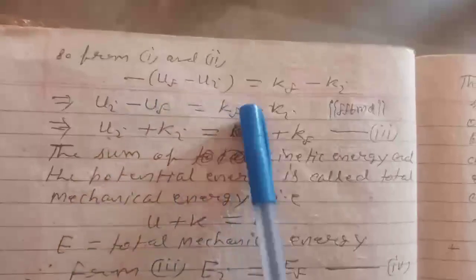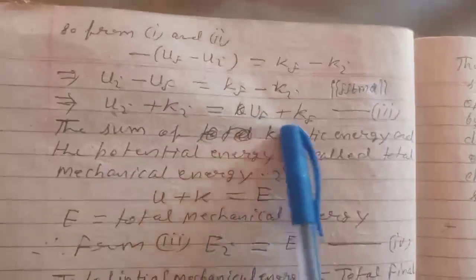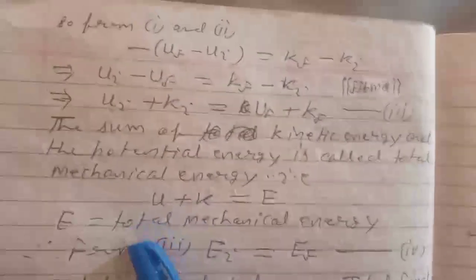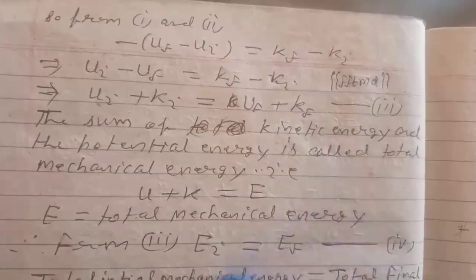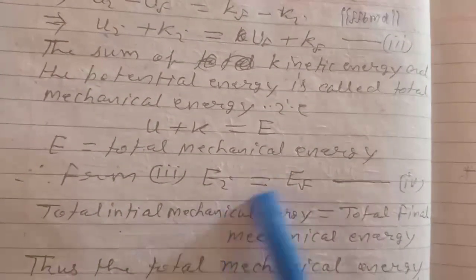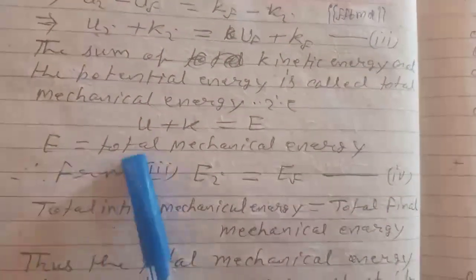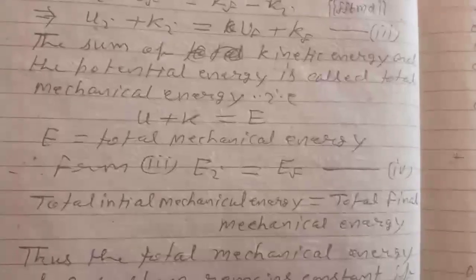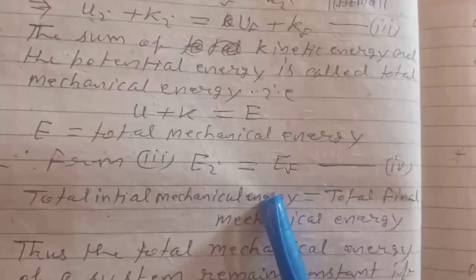So from 1 and 2, minus of Uf minus Ui equals Kf minus Ki, or Ui minus Uf equals Kf minus Ki. This implies Ui plus Ki equals Uf plus Kf. The sum of the kinetic energy and the potential energy is called total mechanical energy, that is U plus K equals E, where E is the total mechanical energy, U is the potential energy and K is the kinetic energy. Hence from 3, Ei equals Ef.